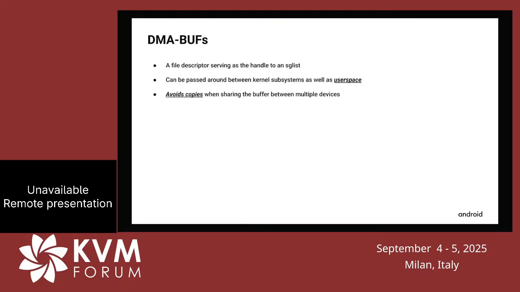A dmabuf is basically a file descriptor that is a handle to an abstract buffer, basically an SG list. And then that file descriptor can be passed around between kernel subsystems or over the kernel user space boundary. The nice thing about dmabuf is that it allows you to pass things around without copying. That's particularly useful when multiple devices have to share a buffer, or when there is a pipeline of devices that need to access a buffer.